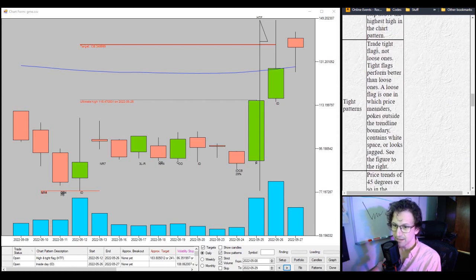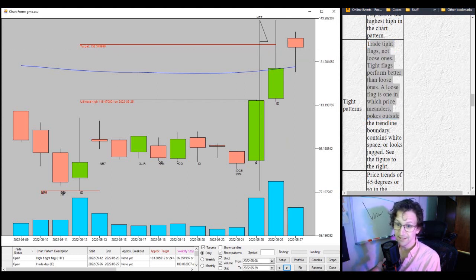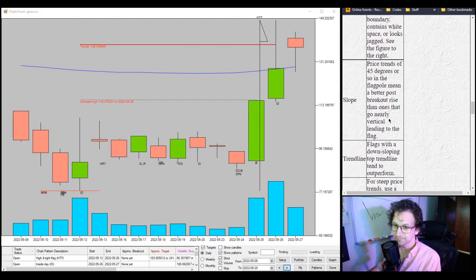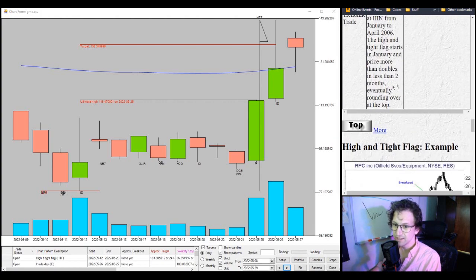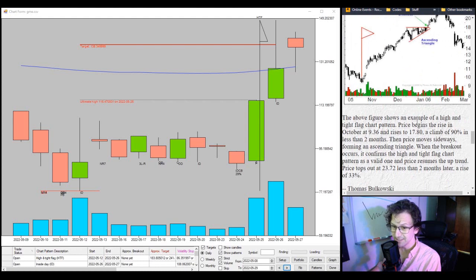He says tight patterns. Trade tight flags, not loose ones. Tight flags are better than loose ones. A loose flag is one in which price meanders, or kind of wanders around the trendline boundary, contains white space. And that's true for this flag. It is, unfortunately, but that's okay. Slope, trendline trade, all these things. Here's an example of a high and tight flag. Yeah, that looks like a half staff formation to me. That happens a lot with these high and tight flags.